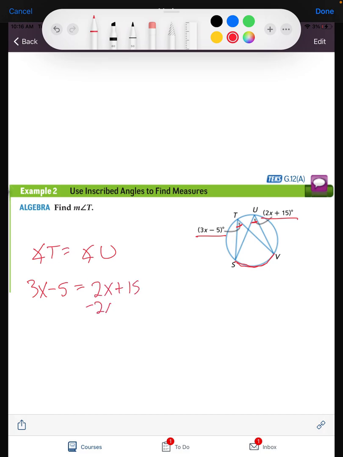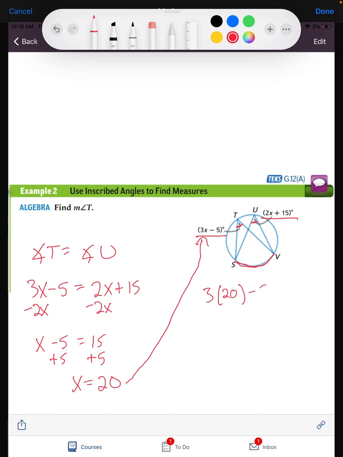Let's subtract 2x on both sides. To get x by itself, we have x minus 5 equals 15, and then we can move the 5 over to get x equals 20. And we want to find the measure of angle T, so if we plug in 20 for x, 3 times 20 minus 5. So 3 times 20 is 60 minus 5, we get 55 for the measure of angle T.